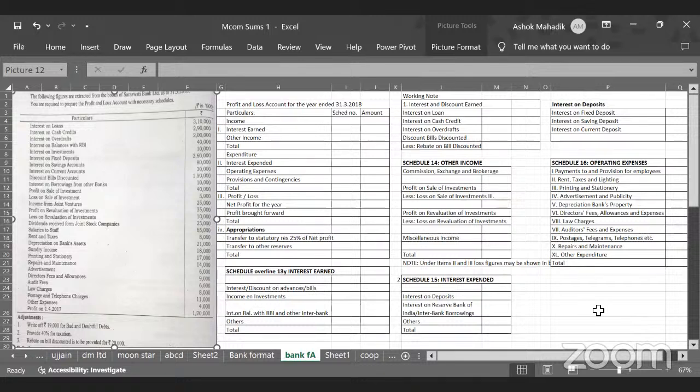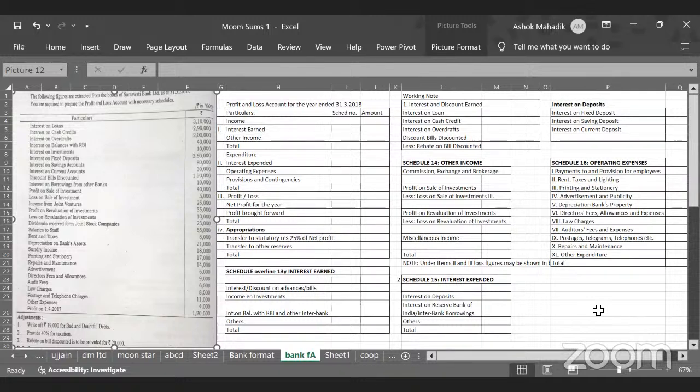So only schedule 13 to 16 will be useful to you. Okay, so marking will be schedule 13 to schedule number 16. 13 and 14 are for incomes. 13 is for interest income and 14 is for other incomes. Okay, then schedule 15 is for interest expense and schedule 16 is for all other expenses.